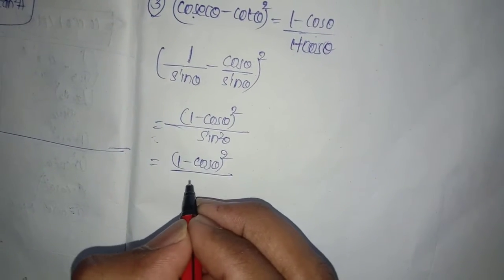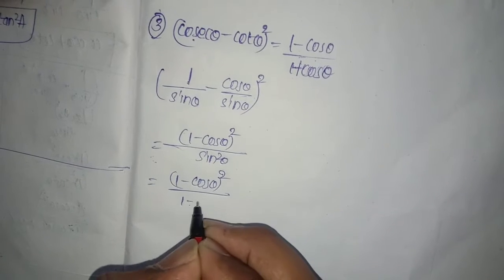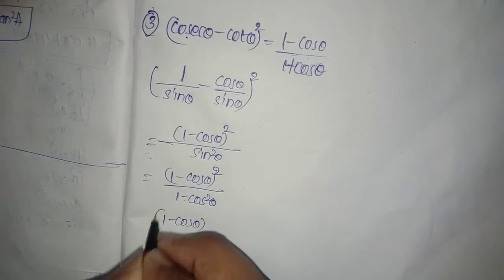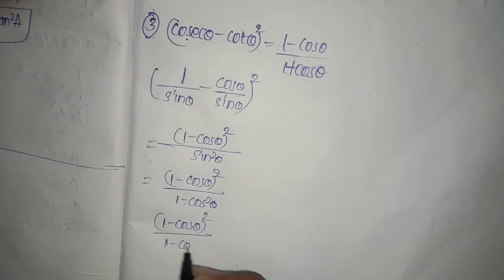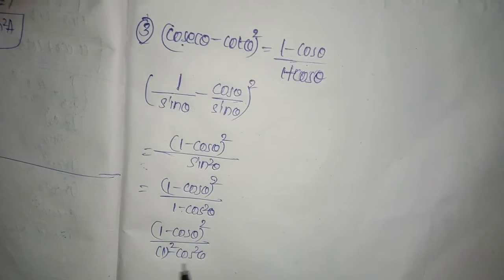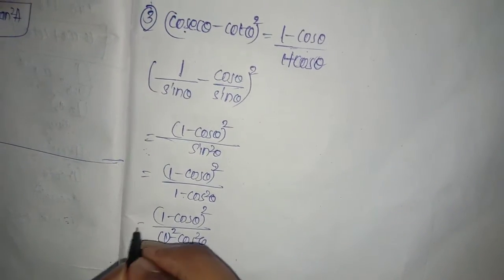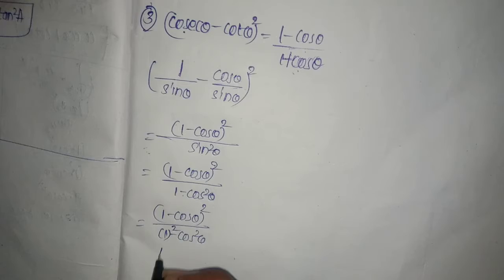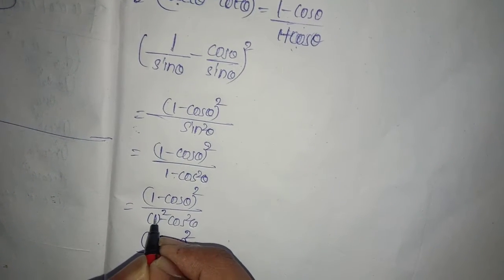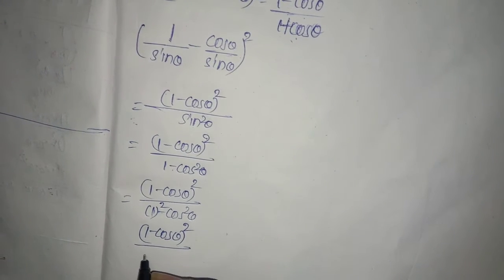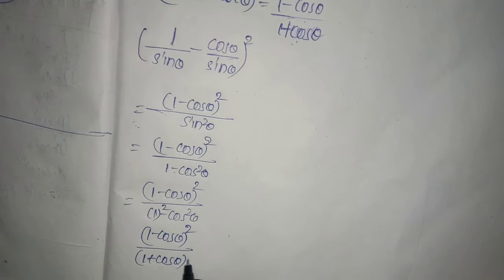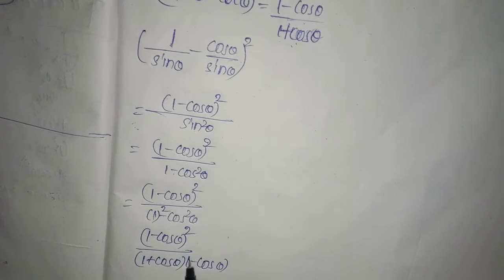So sin square theta will also be written as 1 minus cos square theta, (1 minus cos theta) whole square by 1 minus cos square theta. This one will also be written as 1 square, because 1 square is also equal to 1. Then we will get this answer: (1 minus cos theta) whole square by, this looks like a square minus b square equal to (a plus b) into (a minus b), so (1 plus cos theta) into (1 minus cos theta).